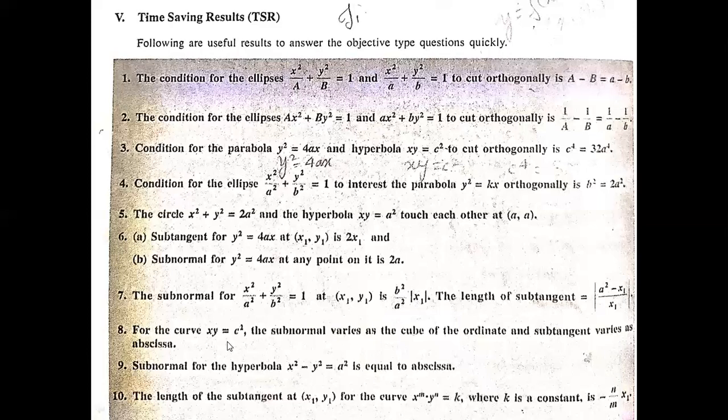For the curve xy is equal to c square, the subnormal varies as the cube of the ordinate and the subtangent varies as the abscissa.